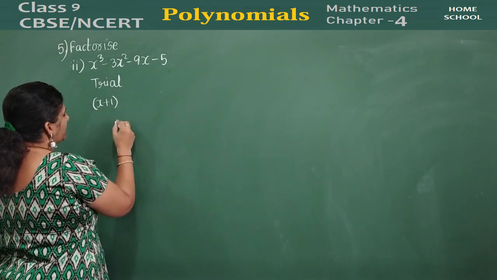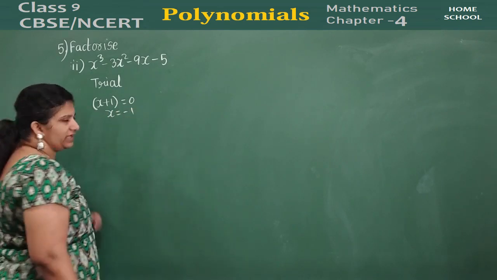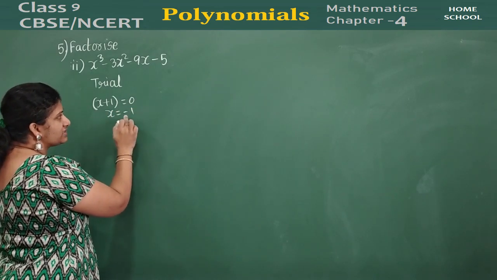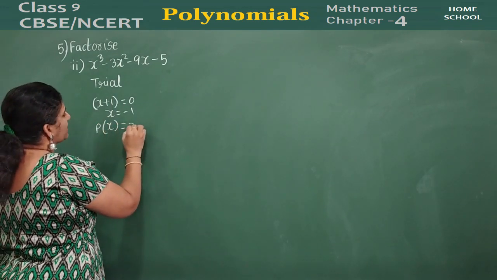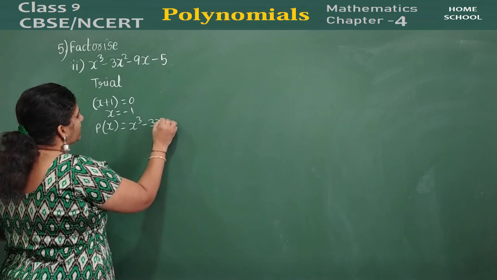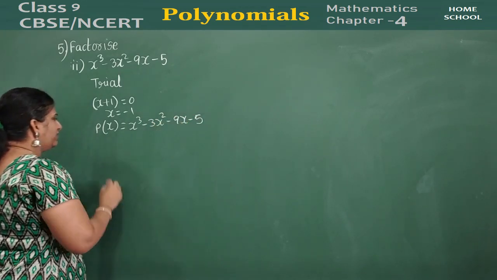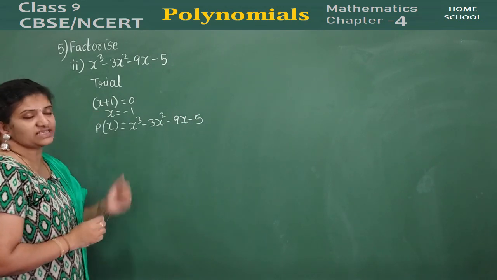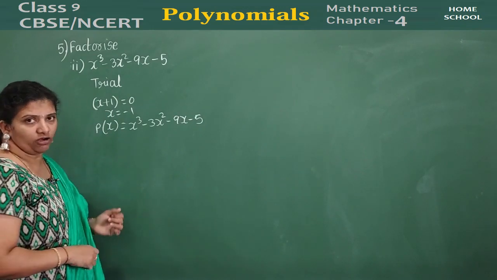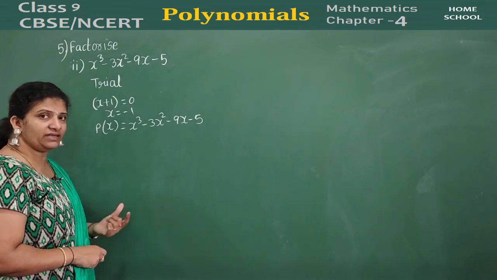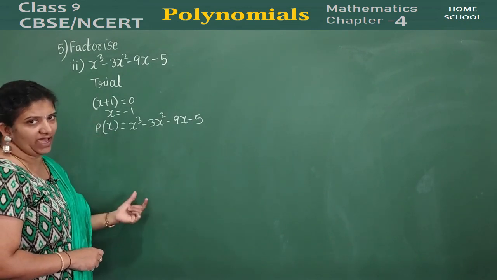If x plus 1 is a factor, it means x must be equal to minus 1. Let us substitute this x value in this polynomial, that is, p of x is equal to x cube minus 3x square minus 9x minus 5. Let us check whether x plus 1 is a factor of this cubic polynomial or not. How can we say it is a factor? If we get the answer 0, then I can confirm that it is a factor.